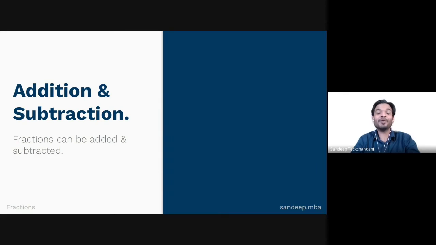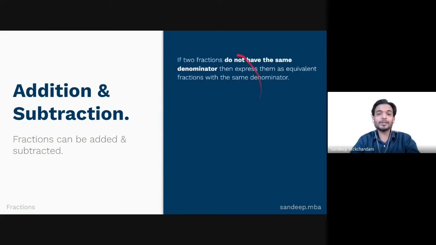There is one more rule regarding the addition and subtraction of fractions. The rule is if two fractions do not have the same denominator, that is, if their denominators are unequal, then you must express them as equivalent fractions with the same denominators. In simple words, you must make their denominators equal. In order to do this, you must first calculate the least common multiple of the denominators. Let me show you how.